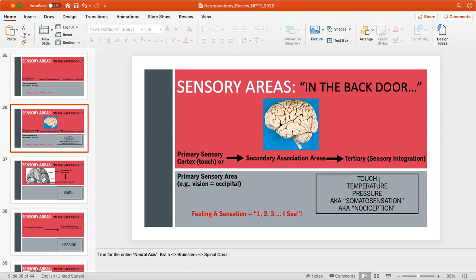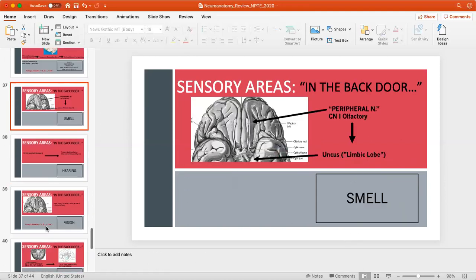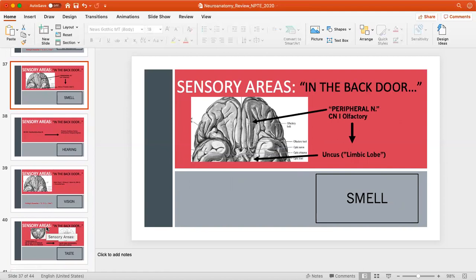So this is true for touch, temperature, pressure, somatosensation, or nociception, which we know nociception could include chemical data, pressure data, temperature data. And these sensory areas that have to do with special senses have specific real estate as well, or specific areas and tracks that they travel down. So one of the cranial nerves that we talked about above, that is the exception, it doesn't enter in the brainstem, is going to be this olfactory, cranial nerve 1, olfactory nerve. And it's going to send its information first to the uncus in the limbic lobe where that primary olfactory cortex is.